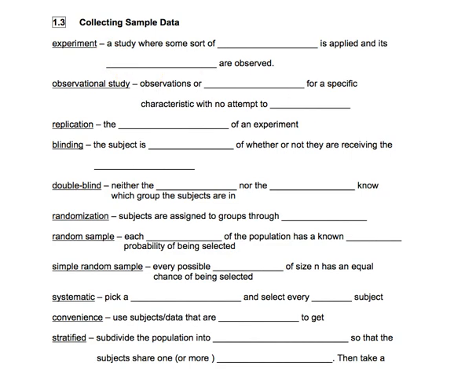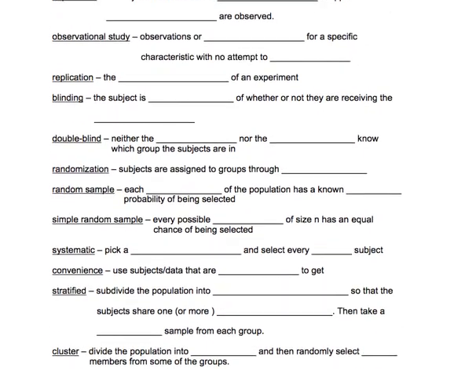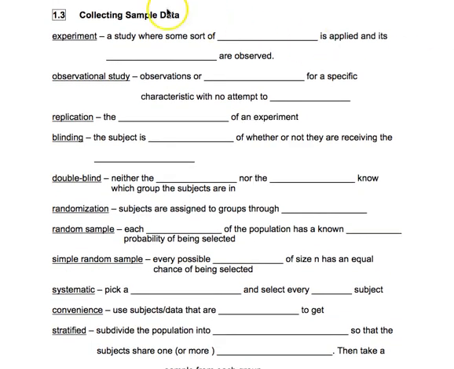So tons and tons more definitions in this one, but I promise this is the last time where it's entirely definition based. So first one we need to look at, and this is another one where you're going to be classifying. So you're going to be asked, given a situation, is this an experiment or is it an observational study? So an experiment is a study where some sort of treatment is applied and its effects are observed.